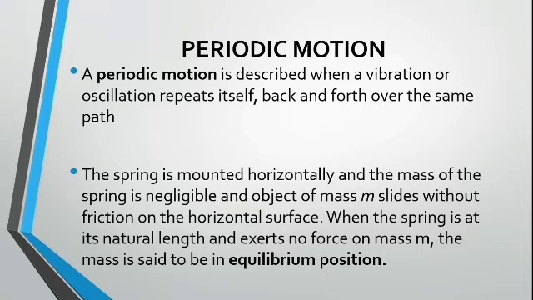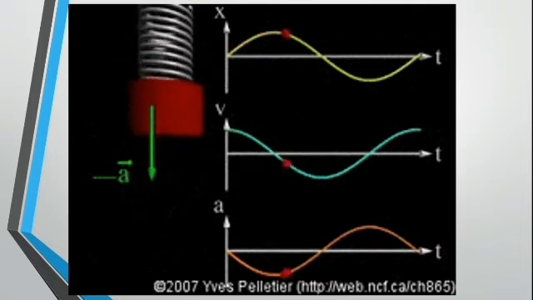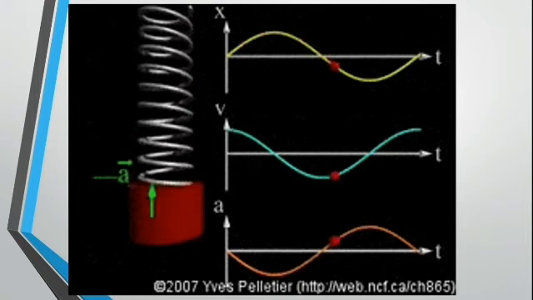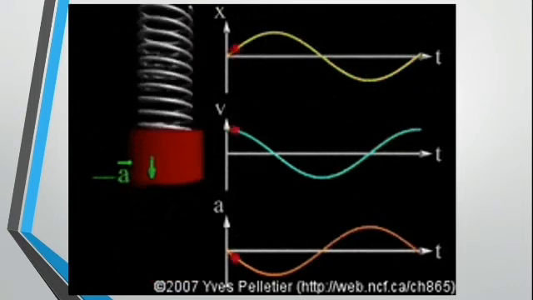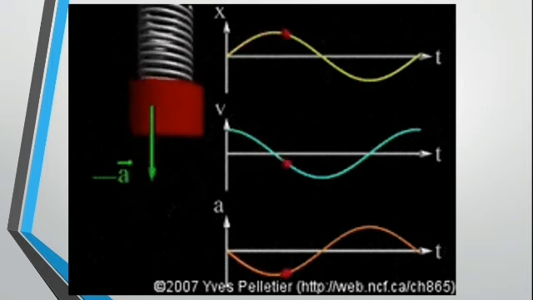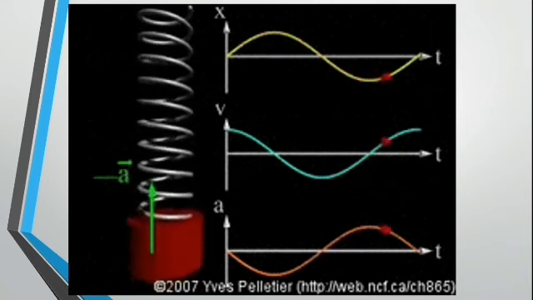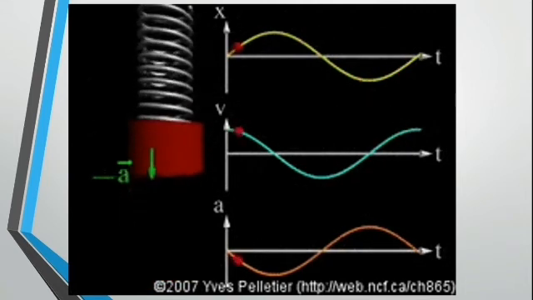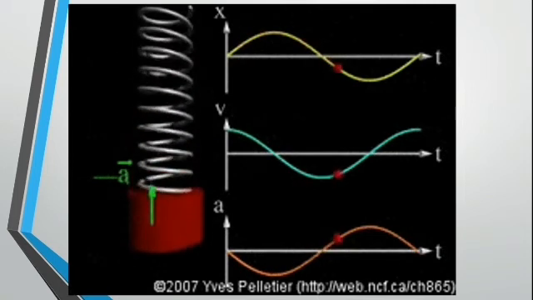When we say periodic motion, it is described when a vibration or oscillation repeats itself back and forth over the same path. So I will show you examples of periodic motion. For example, this one. We have here a spring, and then attached to the spring is a mass. You can see that this one oscillates. So it moves down and up, down and up again, and down again. So there is a restoring force so that it will move that way.